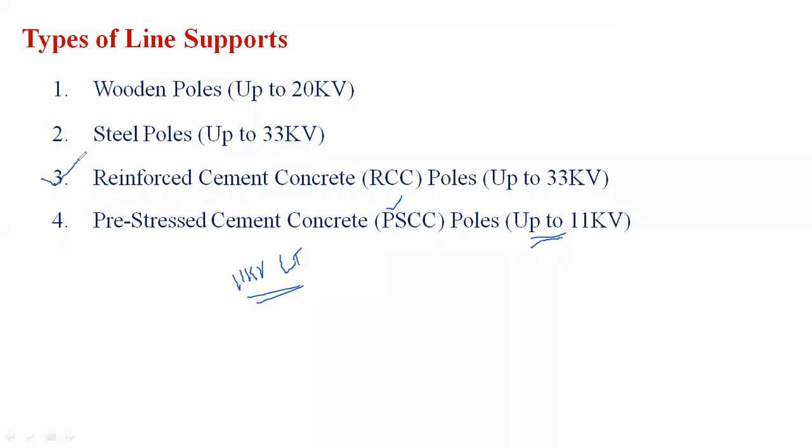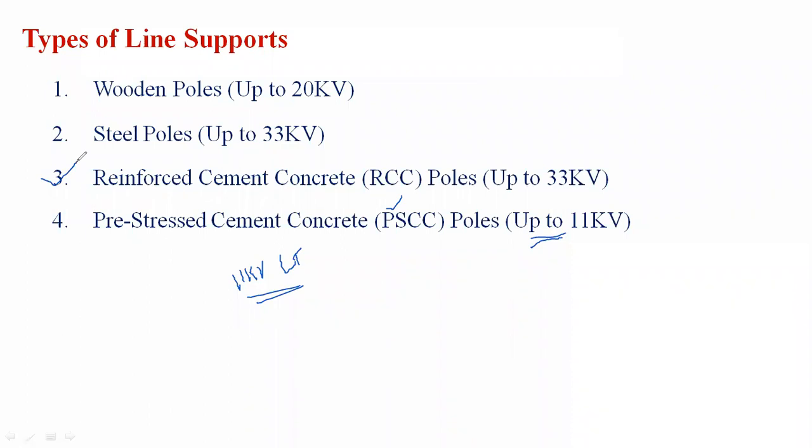What are the drawbacks in the RCC pole that are overcome in the pre-stressed pole? Here in the RCC pole, the drawback is two things. Due to the overweight, the transportation is difficult, the transportation cost is high, and the erection is also difficult. So that is overcome in the pre-stressed cement concrete pole. The pre-stressed cement concrete pole is lighter in weight. Due to that, the transportation is easy, and handling and erection are also easy.